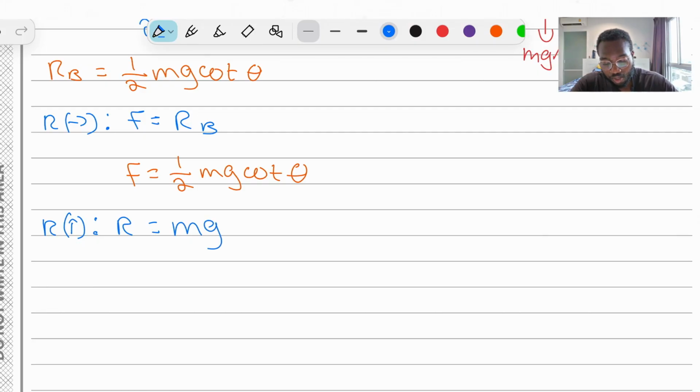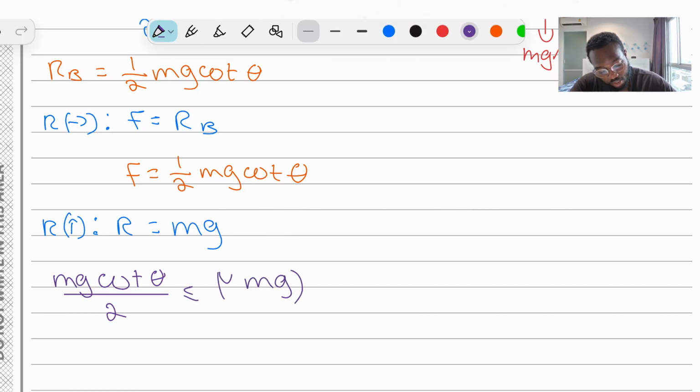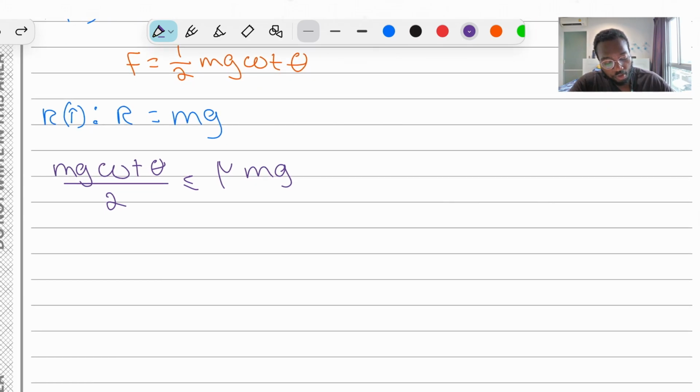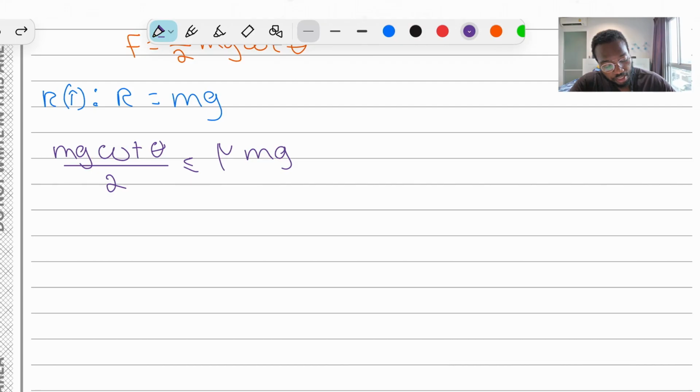And if we have that, well, now we have that F, which is, if I write F like this, mg cot theta over 2, we know that that has to be less than or equal to mu, and then R, which is just mg, okay? So therefore, if we were to work out mu now, well, that would just be mg cot theta over 2, and then if we divide by mg, that would just be a 2 mg like this.